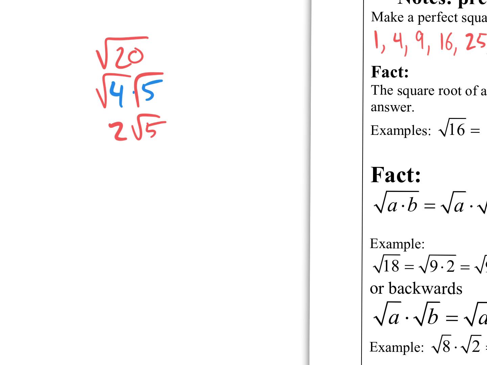Now, if I said, what's the square root of 17? You can't rewrite it with multiplication to get a perfect square number, so that would just stay the same. The square root of 17 is the square root of 17. Like, that's as simple as that radical could get. But like, let's say I had the square root of 32.